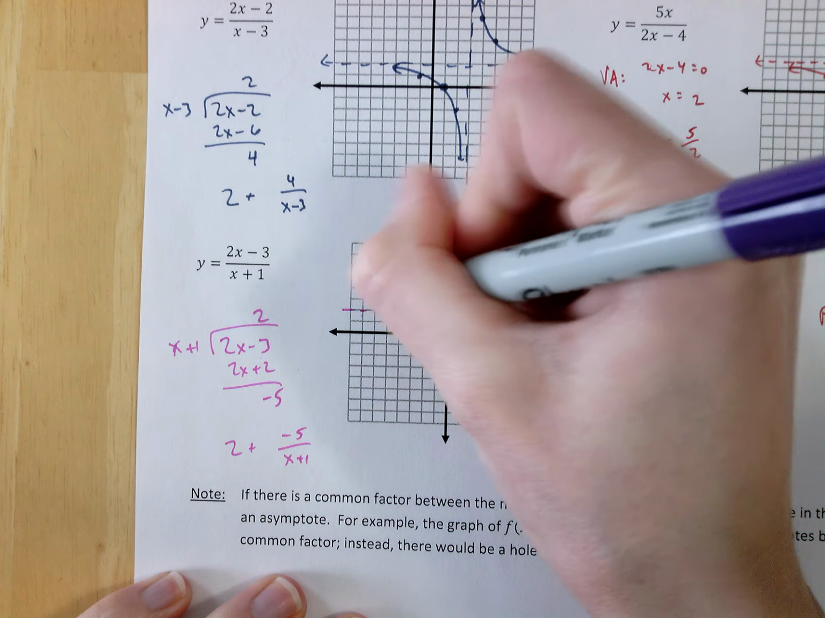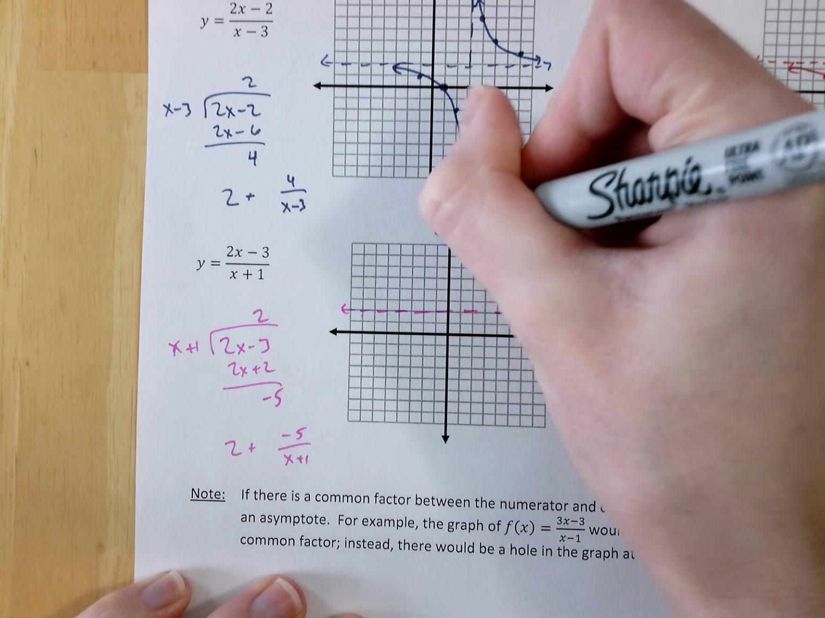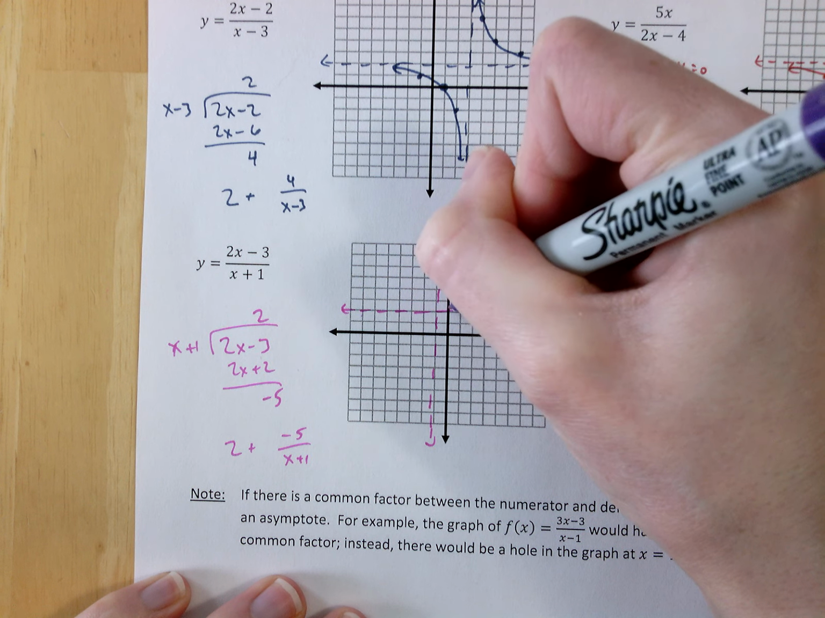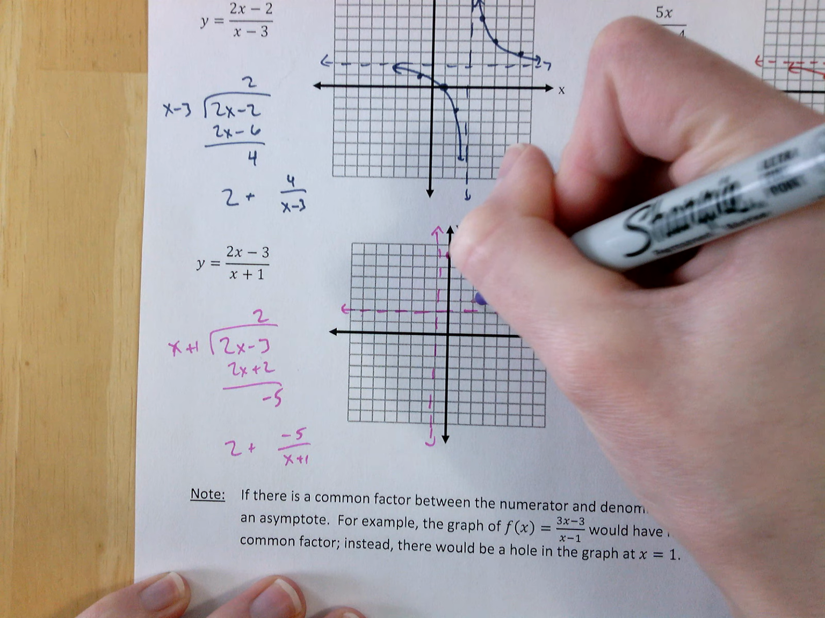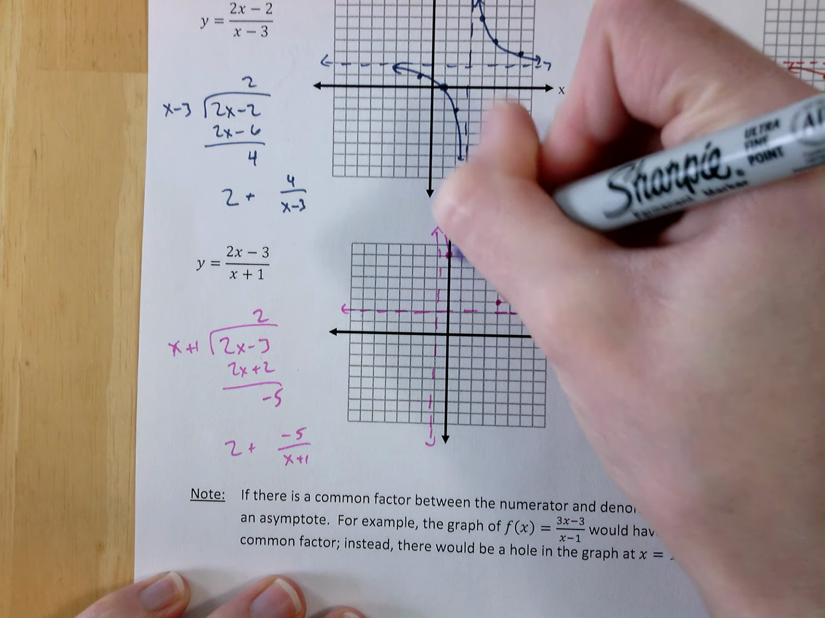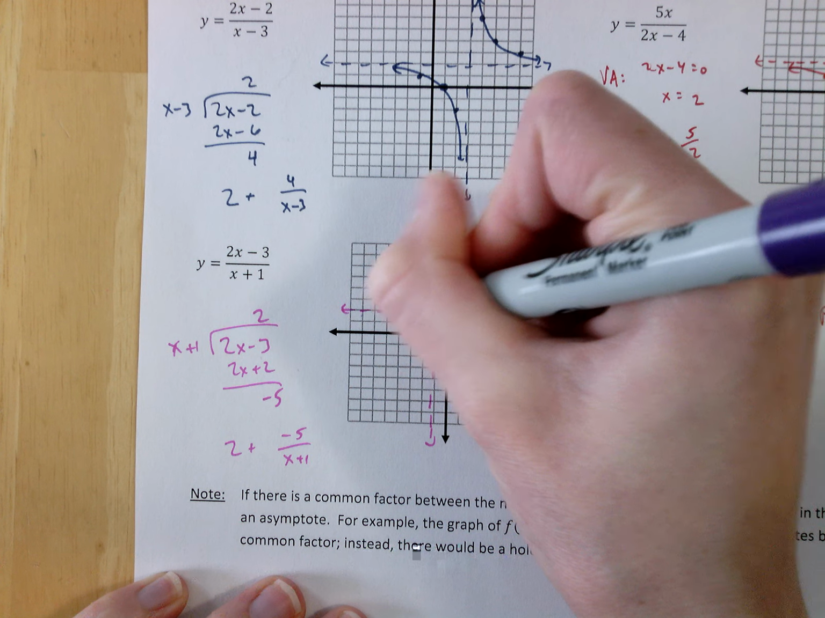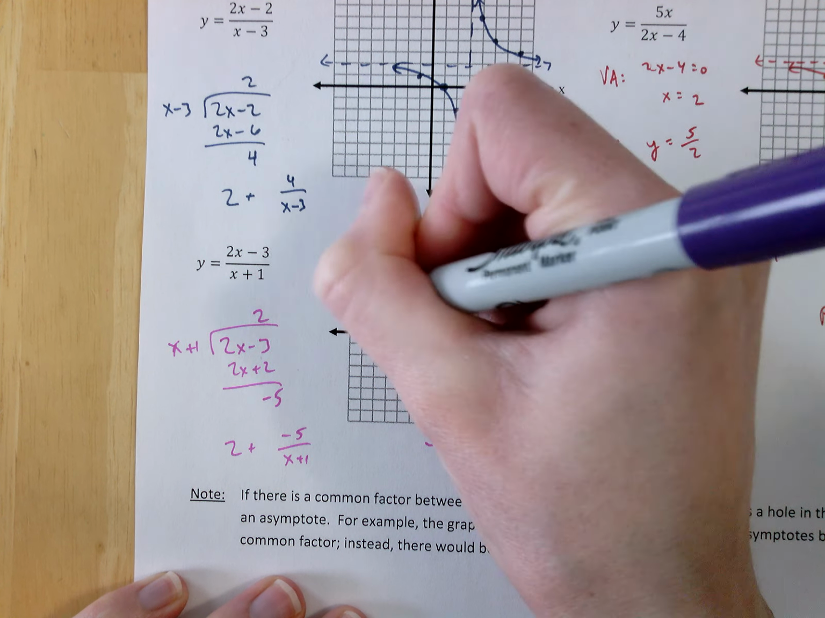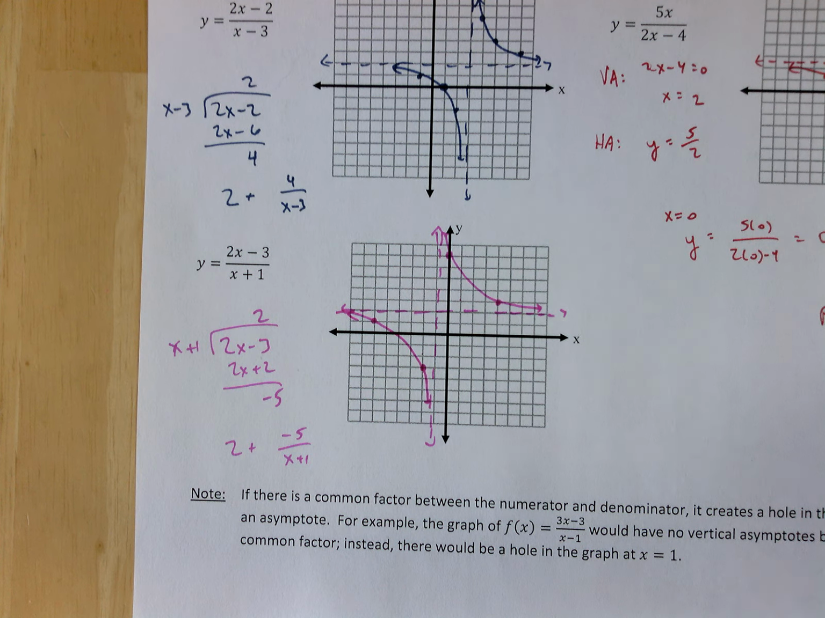So I'm shifting up 2. Shifting to the left 1. And similar to the last one, my product is 5. Okay, so in this case, we're only going to have 2 points, and that's fine. Plot whatever the easy points are, and then just eyeball it from there. And there we go.